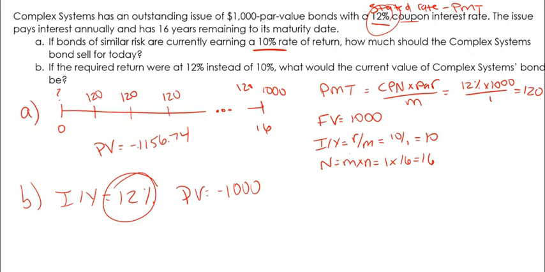A check for part A here: we see that the required return is 10%, but our bond is paying 12%. So our bond is paying more than what is required by the market, so demand for this bond should be strong. And if demand is strong, the price is going to be high, so the price should be over $1,000. That's just a little cheat to see if you're in the ballpark for the right answer, because this bond is trading at a premium, which it should be because it's paying higher than market interest rates.